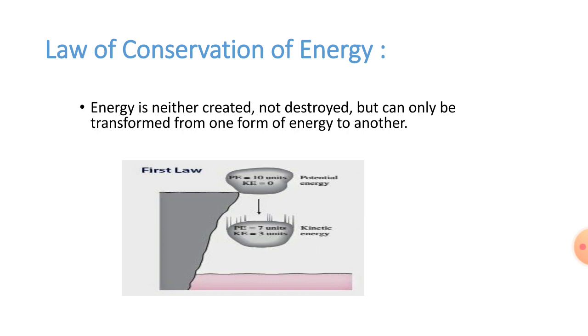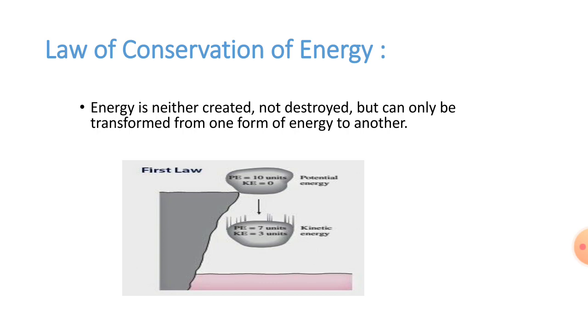So let's have a quick look at the picture. As you can see, at the mountain top there is one rock which contains PE, that means potential energy, equal to 10 units. When this rock was in a stationary state at the top of the mountain, it contained 10 units of potential energy and 0 units of kinetic energy, because that stone was in a static state. It was not moving, it was stationary at a single place.